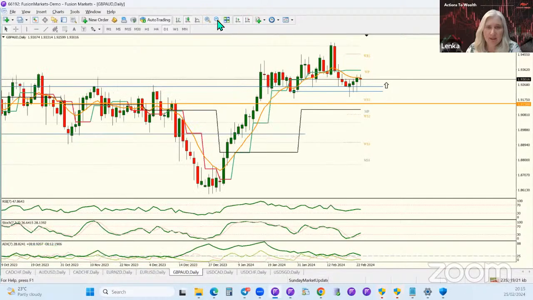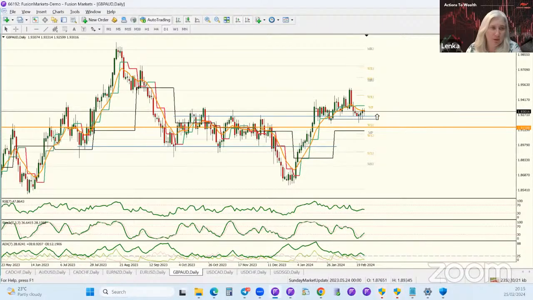And on the daily, we have price action closed above and had a number of closes above that level, came back to retest. So now looking for long opportunities.